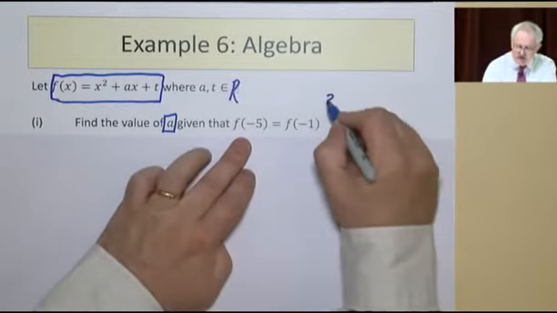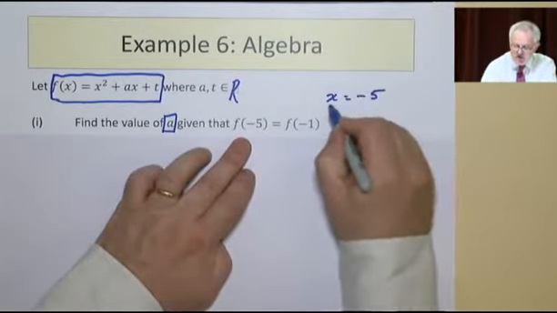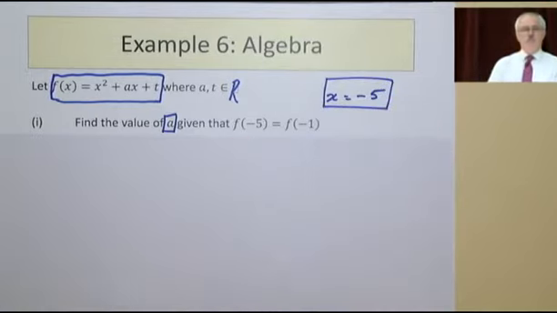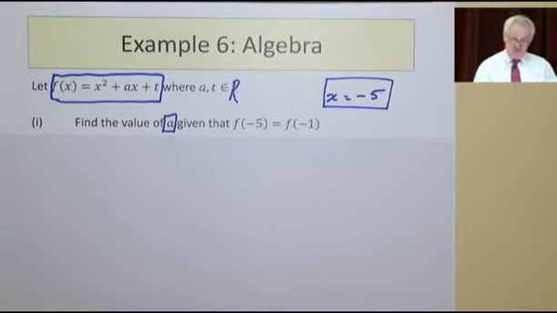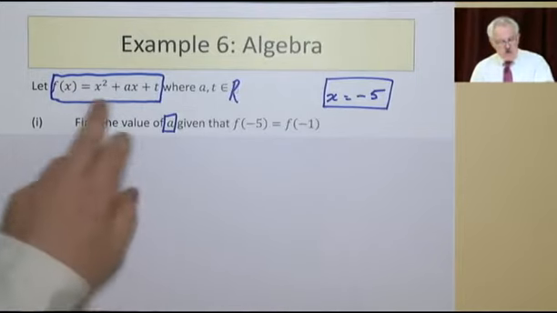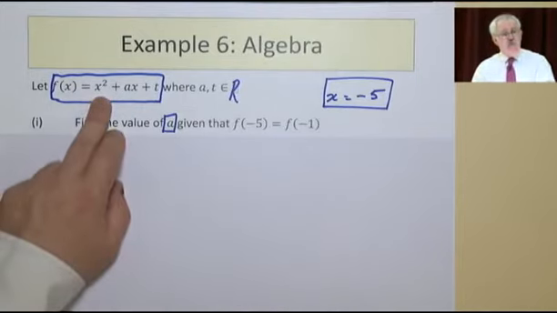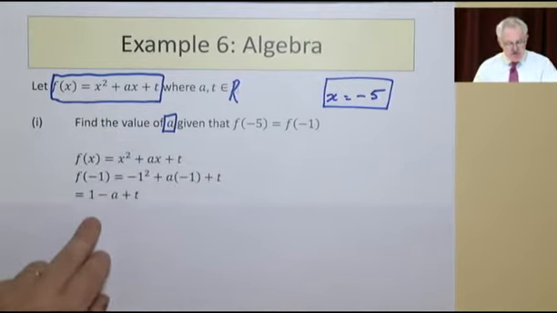Really what we're saying is that x is equal to minus 5. We just plug in minus 5 everywhere we see x. So let's do that.